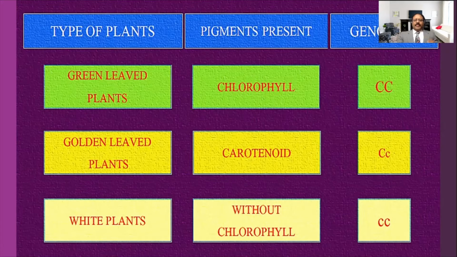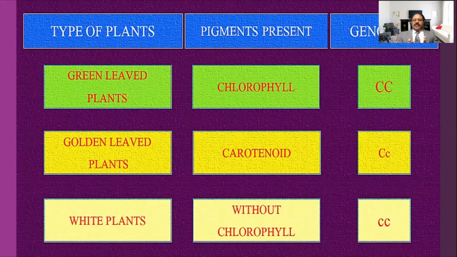The green leaf plants have pigments. What type of pigment? Chlorophyll. In green leaf plants, they have chlorophyll in the leaves. In golden leaf plants, they have carotenoid pigment. White plants do not have any chlorophyll or any pigments in the leaves or plant.